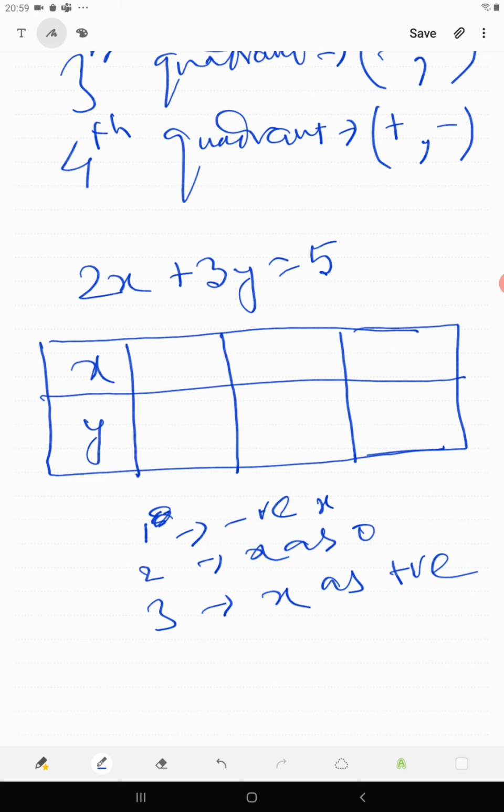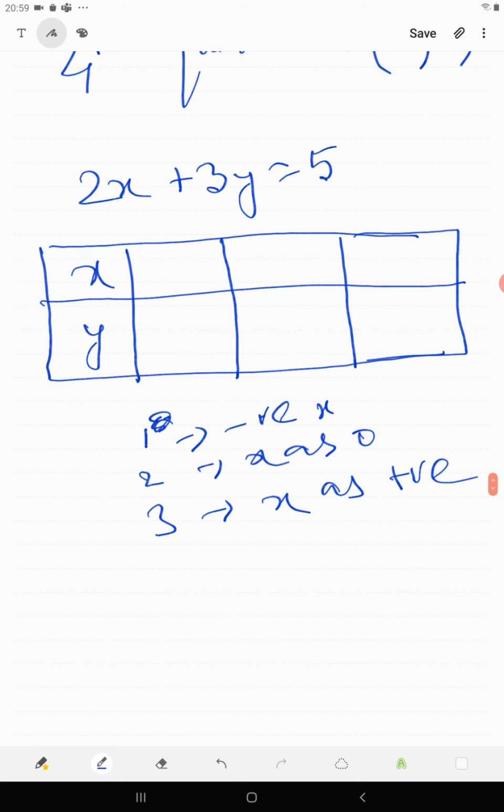So let's take any negative point. Better if we take the nearest one, like -1, -2. If you take higher values, you will get the solution, but if you draw the graph, that point might be very big, so it might give you a problem. So I will suggest you take negative values also, like -1, -2.